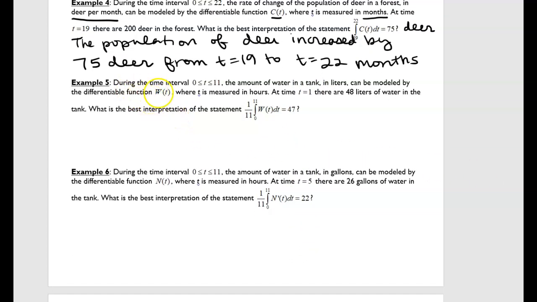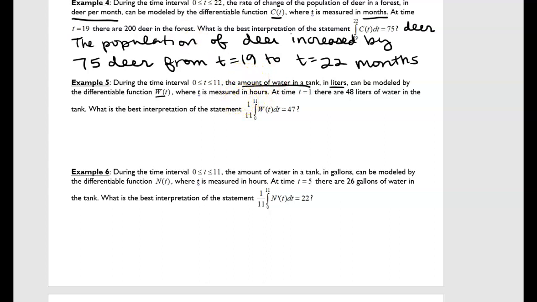In example 5, we are looking at an interval from 0 to 11. We have the amount of water in a tank in liters, which can be modeled by this function w of t. At time t equals 1, there's 48 liters of water, and it's asking for the interpretation of this integral, 1 over 11 times the integral from 0 to 11 of w of t dt, which is 47. So notice in this case, w is not a rate, and so I'm integrating this amount of water.